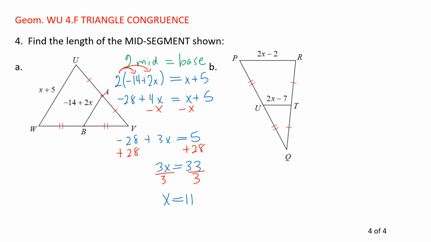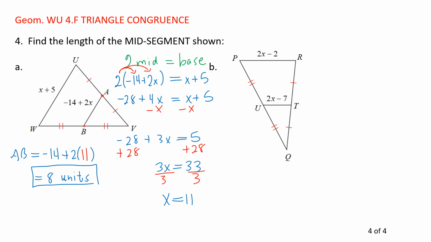Unfortunately, it was. So I need to find the length of the mid-segment, so I'm going to plug that back in and say AB is equal to negative 14 plus 2 times 11. I hope this doesn't end up being a negative number, because that would be kind of embarrassing. Of course, it's 8. And we are trying to find a length here, so I like to put units.